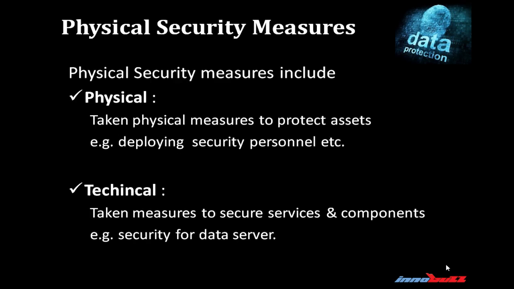There are two types of measures in physical security. First is physical measures and second is technical measures. Physical security measures are used for protecting assets, for example, deploying security personnel. Technical measures are used for securing services and components. For example, to secure data servers, we have to install firewalls and honeypots and take all necessary steps as per the security policy.